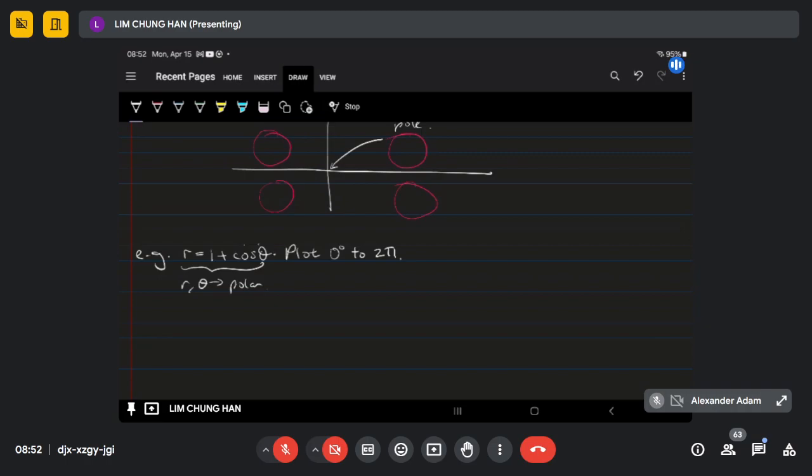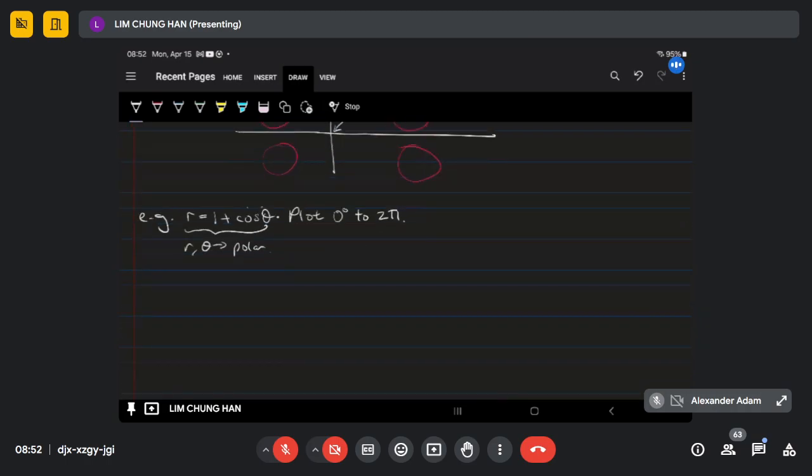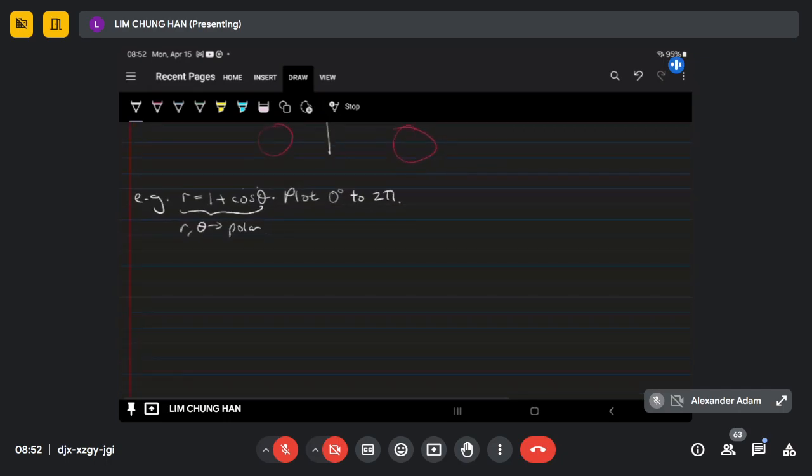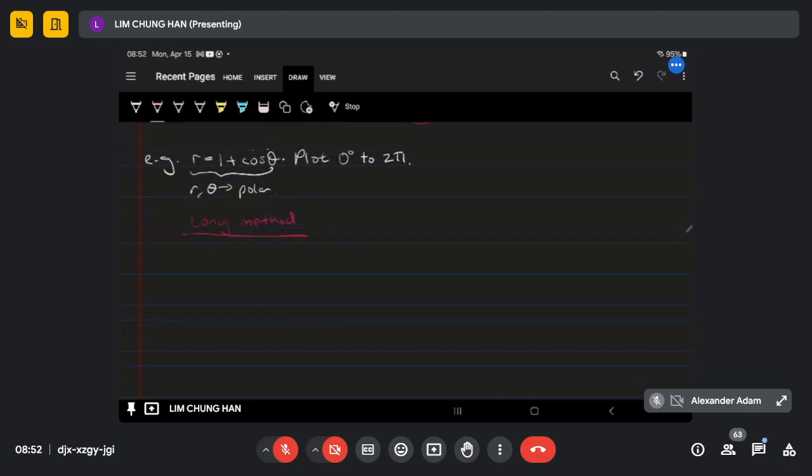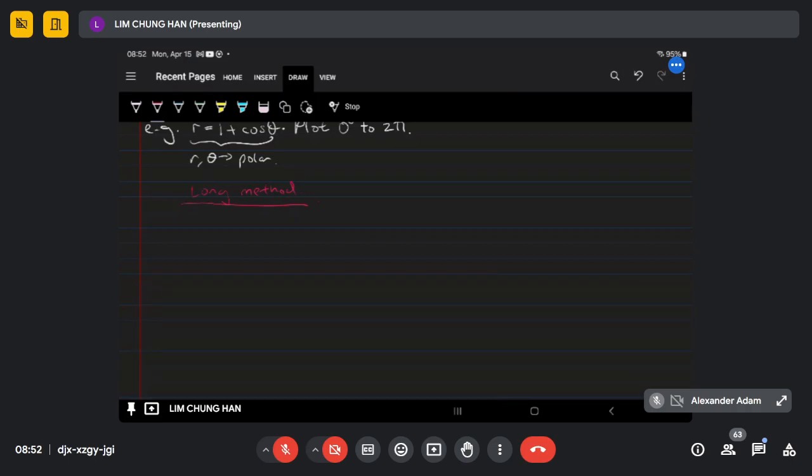Okay, so 2 methods. There's a shortcut, there's a long cut. So we do the long method first. There are 2 ways of doing this to plot. There's the long method. Can you guess what is the long method? Okay, so method 1, long method. Guess the long method.